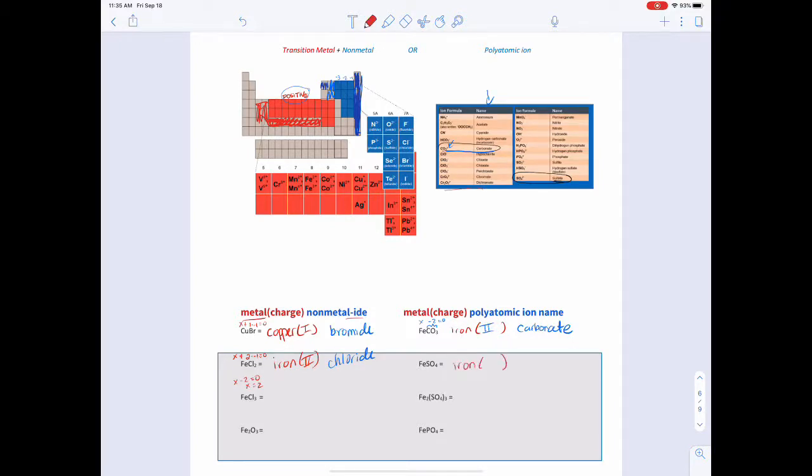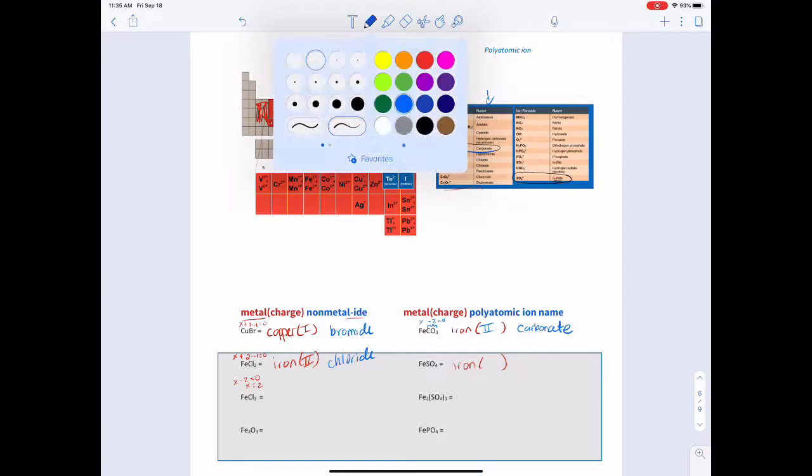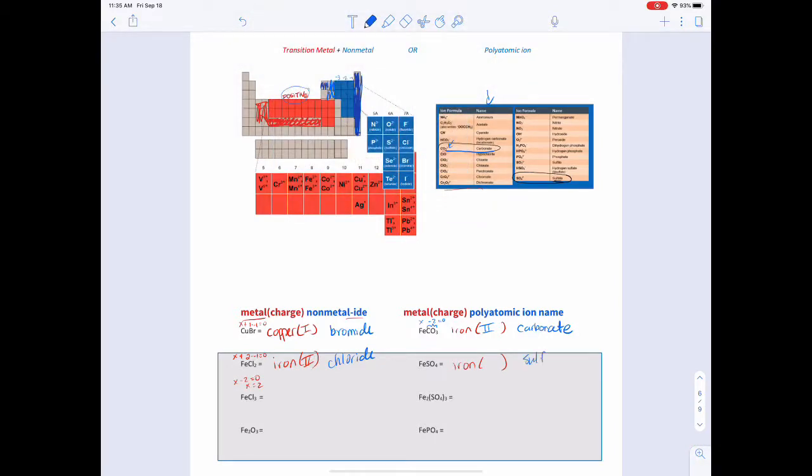Iron, leave a place for the Roman numeral. Look up SO3. It's sulfate. It's circled up there. It has, as a whole, a -2 charge. It equals 0. X - 2 is 2. Iron 2 sulfate.